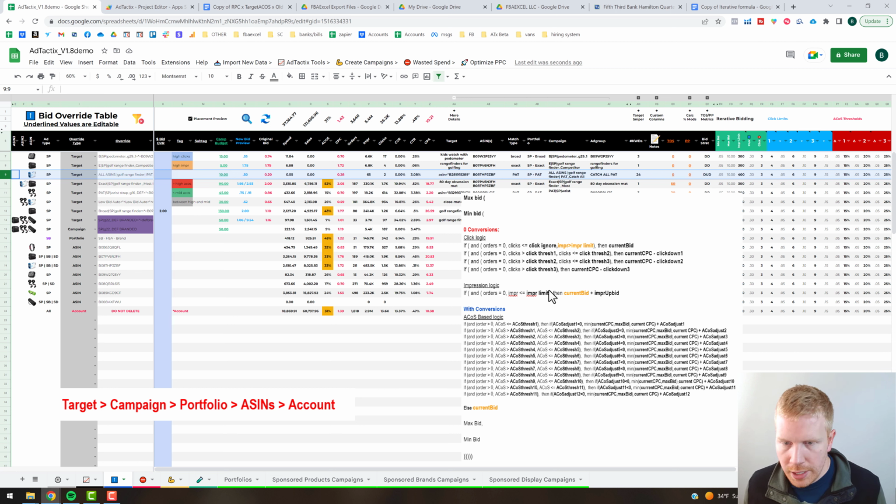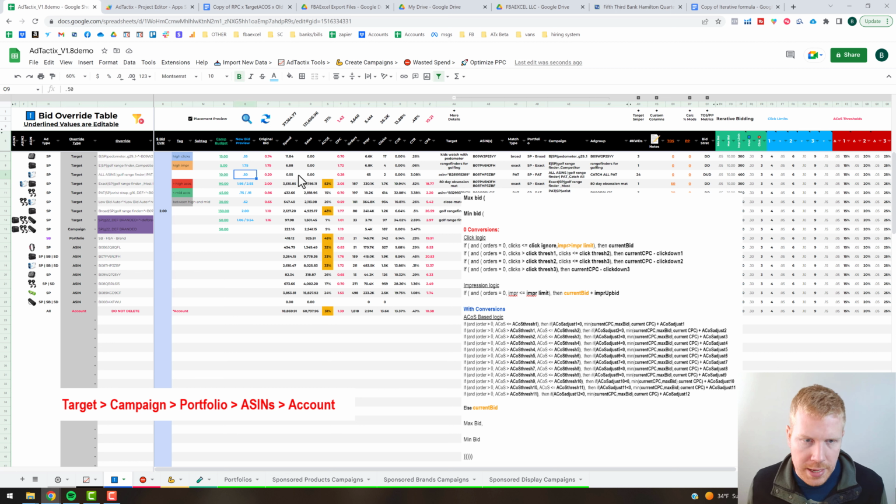In order to increase the bid there, because this first line isn't met, we jump down to this one here, where your impressions are 65, which is less than our 400. So we take our current bid of 20 cents and increase it by the impression up bid parameter, which in this case is 30 cents, and that's where you get the 50 cents. All right, so that's that example.